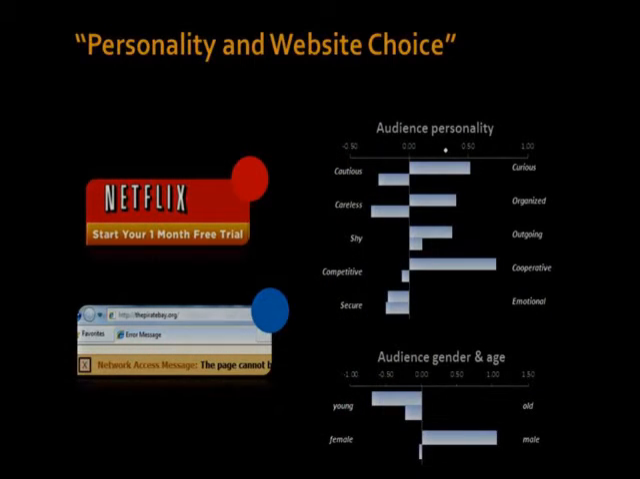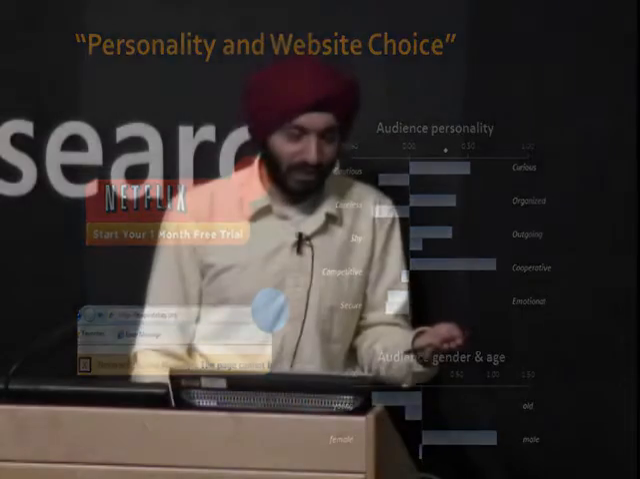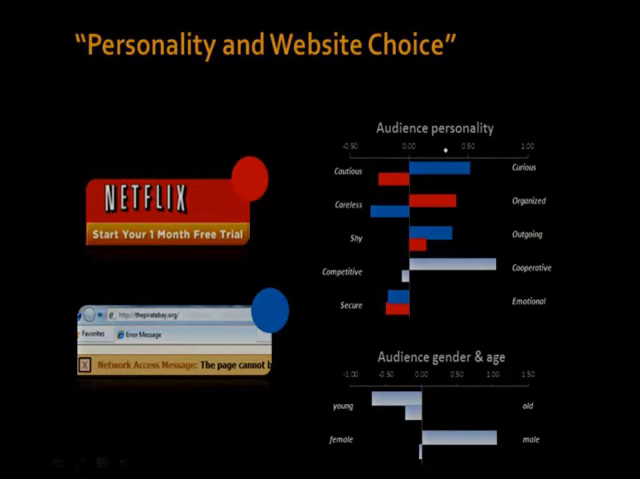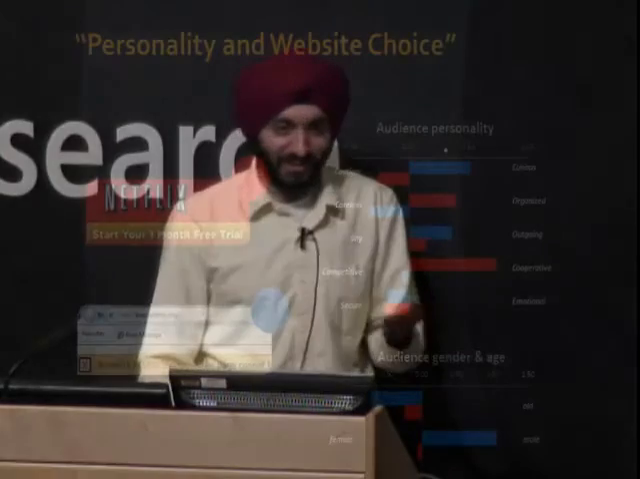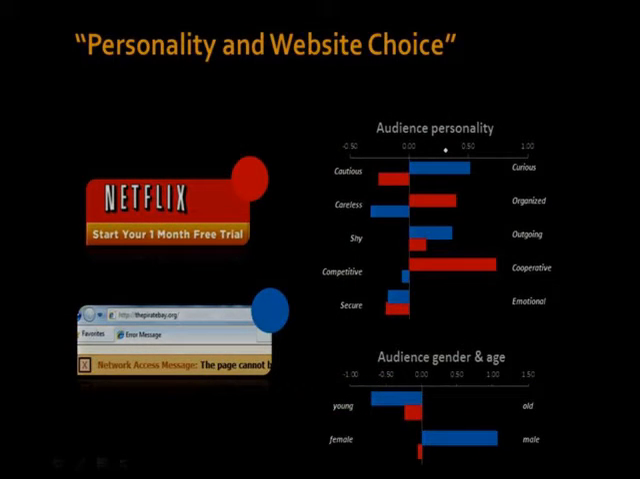We can ask the question now: what is the personality of people who like Netflix or the Pirate Bay, which is sort of an illegal sharing website? You can find out that the people who are using Netflix are cautious people, and the people who are using Pirate Bay are sort of curious people. And then you can also do organized versus careless, shy versus outgoing, competitive versus cooperative, and young versus old, male versus female, right? So Pirate Bay are more male.